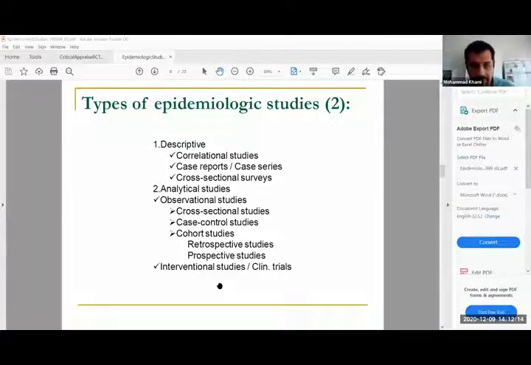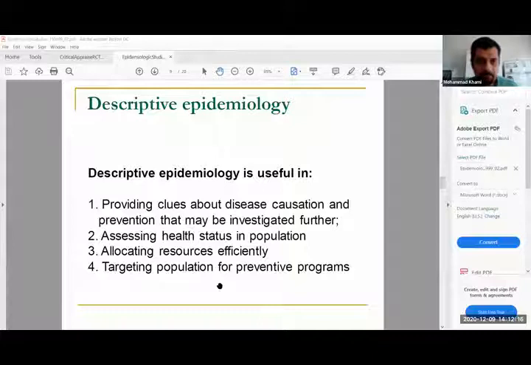Okay, so regarding descriptive epidemiology, it is useful in providing clues about disease causation and prevention that may be investigated further. So through describing phenomena and patterns of diseases, we will have some triggers in our mind, and then we can design another study to go deeply into the hypothesis that we have developed.